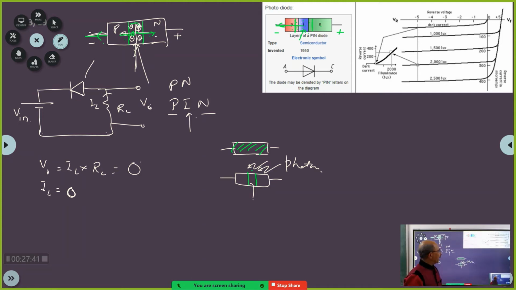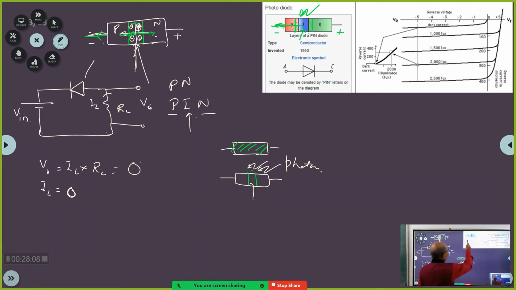Now supposing light energy falls on this intrinsic semiconductor, then more of these holes and electrons will be generated. If the intensity of light is more, then more free electrons and holes will be generated. So the reverse bias current will increase. Correct? Hello?